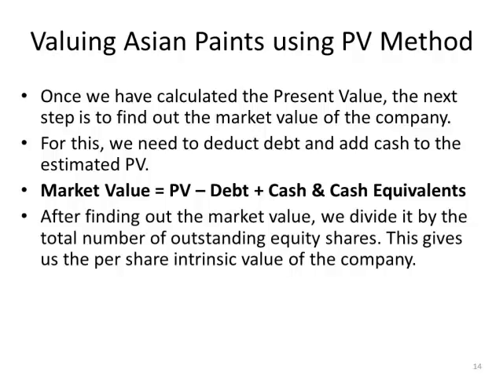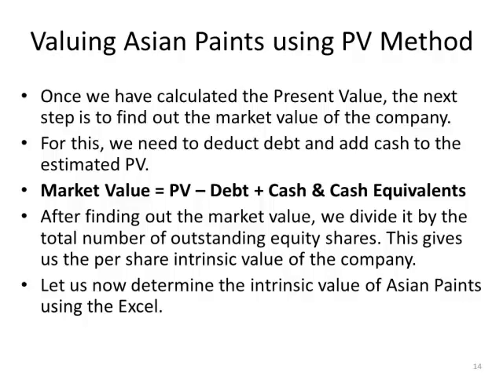Once we have the market value, which is now the value of the company's equity, or the value of all the shares of the company, the next thing we want to do is find the value per individual share. So we take this market value and divide it by the total number of outstanding equity shares. This gives us the per share intrinsic value of the company, which is the number that we think this company is worth.